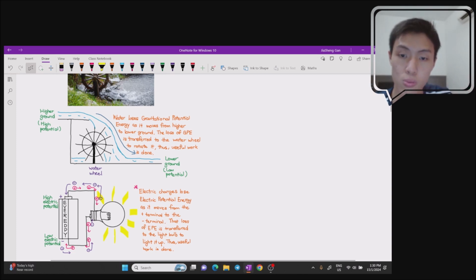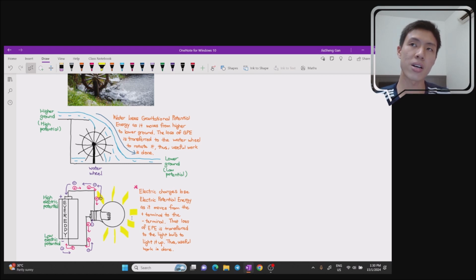So what does it lose to become? Again, the energy is not destroyed. It is merely being converted into some other form. That loss of electric potential energy is actually transferred to the light bulb to light it up. Thus, useful work is done. So what has been lost by the charges when they moved to the negative terminal will be transferred to the light bulb, and then converted into light energy. So in that case, you can see the light bulb lights up, which is a form of useful work.